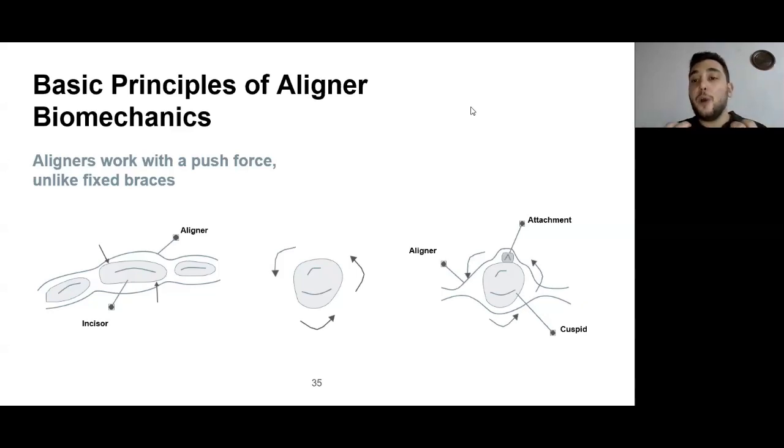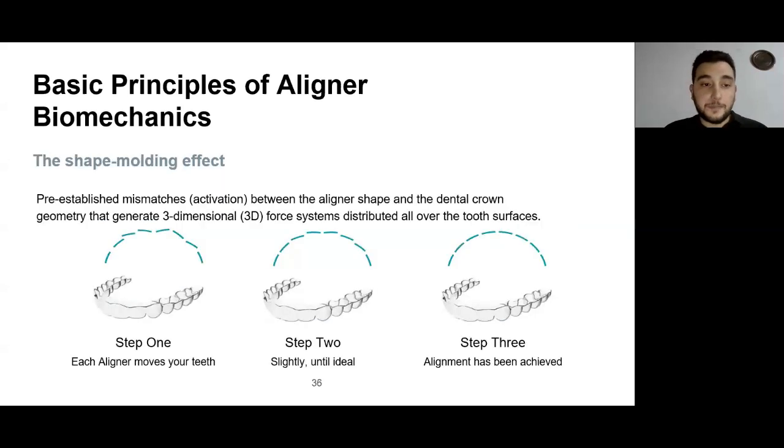This is an example of how an aligner can engage a tooth and apply a certain movement. As you can notice over here, the forces that the aligner applies to the teeth depend mainly on the natural undercuts of the teeth geometry. So by engaging snugly over the tooth with a slight mismatch, the aligner plastic is going to be able to exert a force on this undercut and push the tooth accordingly.